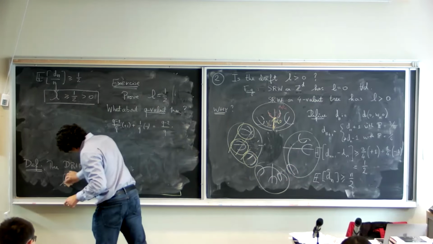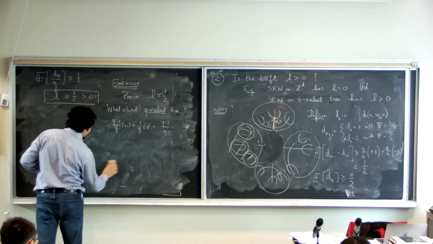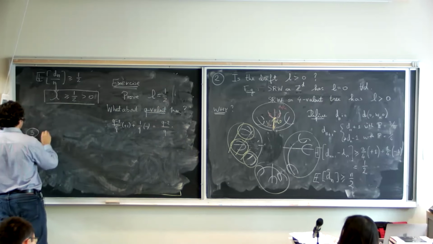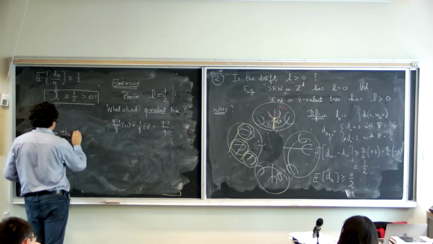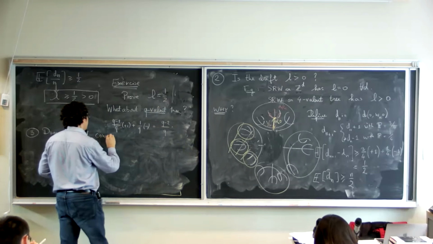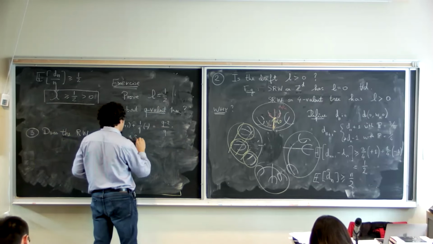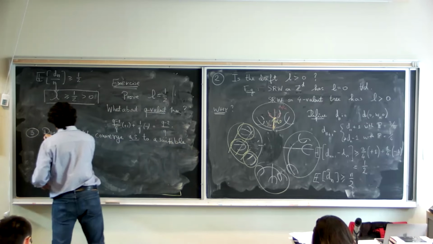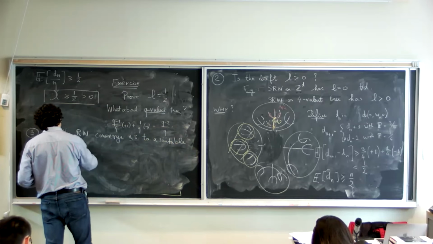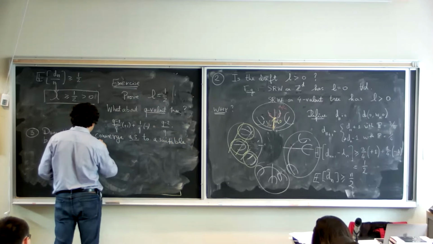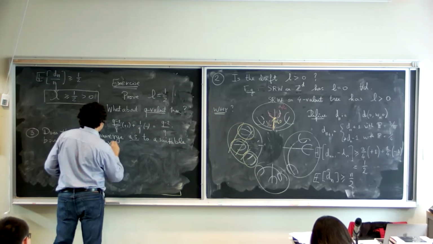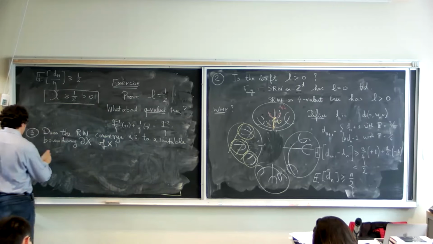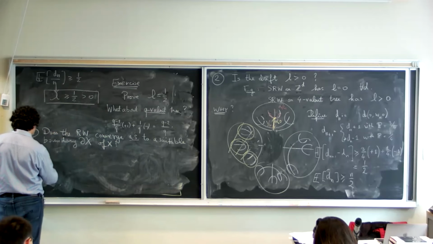So let's make this precise. And also, the third question is, does the random walk converge almost surely to a suitable boundary, which depends on the context, which we denote by the boundary of X? So again, what the boundary is depends slightly on the context. But in the tree, I think it's kind of clear what it means.